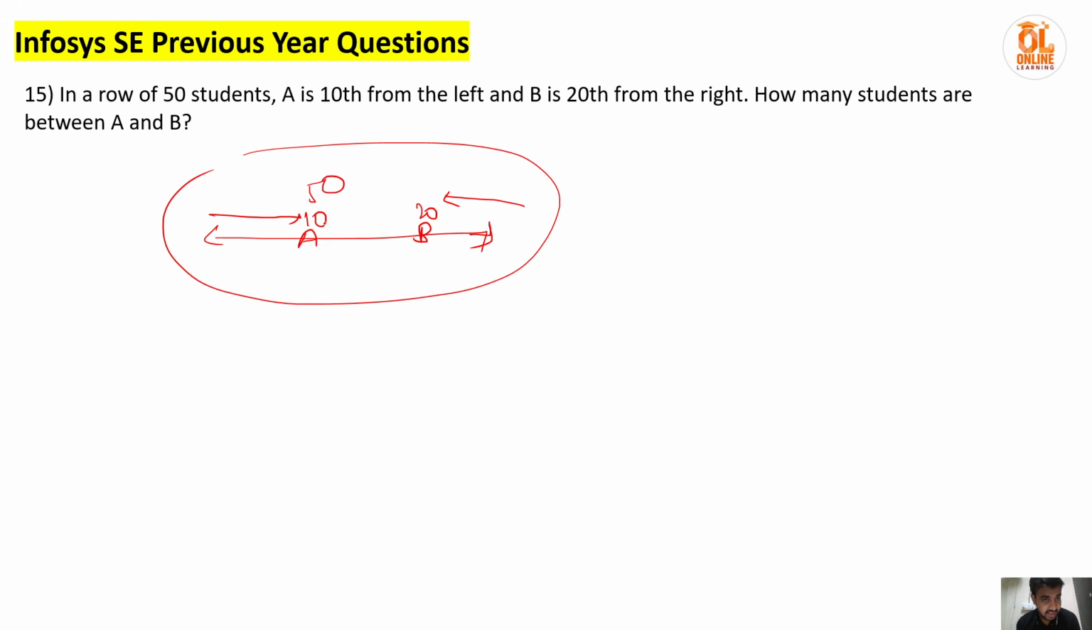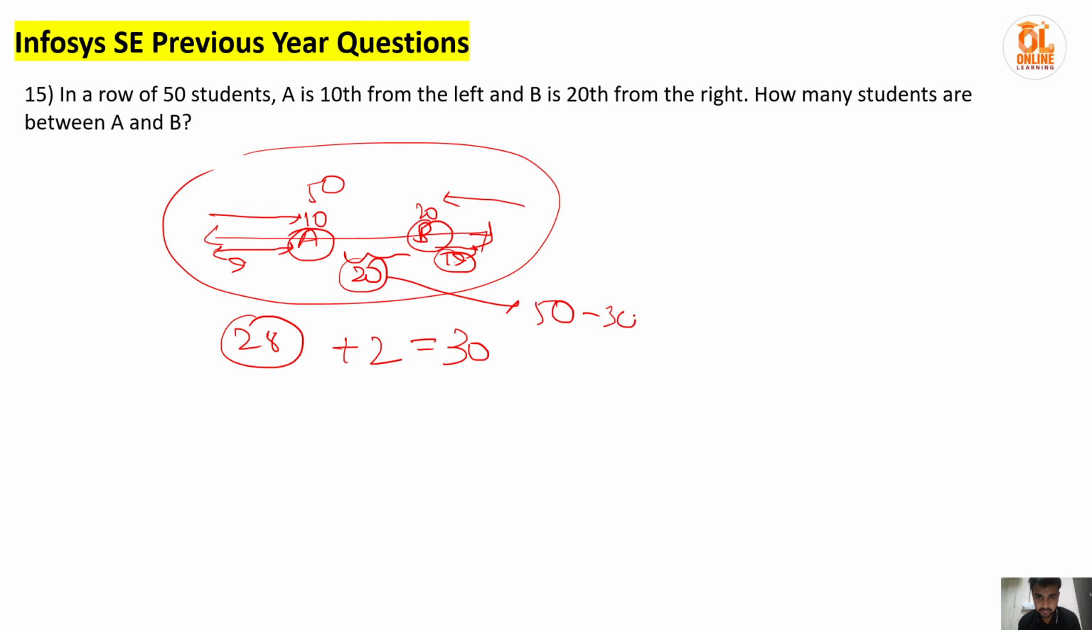Okay, A is 10th position here, so before him there will be 9 persons here, right? Again, this side, B is in 20th position, so before him there will be 19 people here, right? So 19 plus 9, 28 students already gone, plus 2 students, because you have to take this student as well. So 30 students already gone. So how many students between them? It will be 20, because 50 minus 30 is equal to 20.